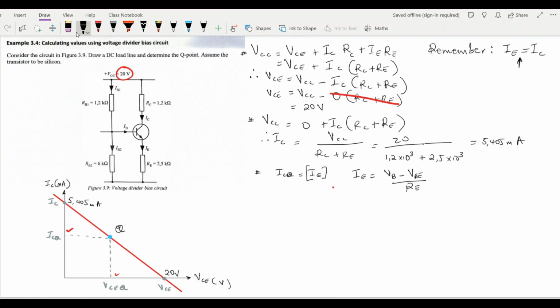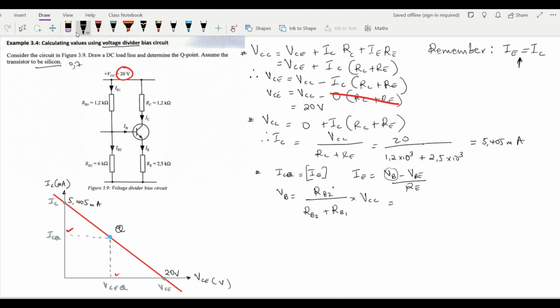I have RE, I have VBE, which is said to be a silicon, that is 0.7, but I do not have VB. Now, where can I calculate VB? VB would be given by RB2 over RB2 plus RB1 multiplied by VCC. As the name implies, voltage divider bias. We have two base resistors on the circuit, so we will calculate the voltage drop across that when that type of a voltage is divided.